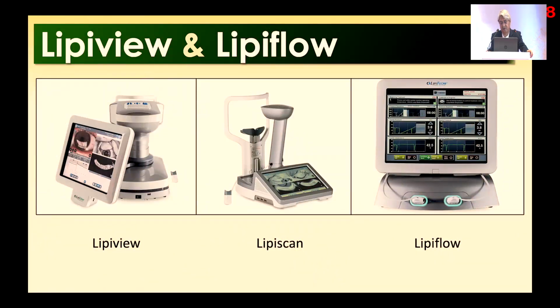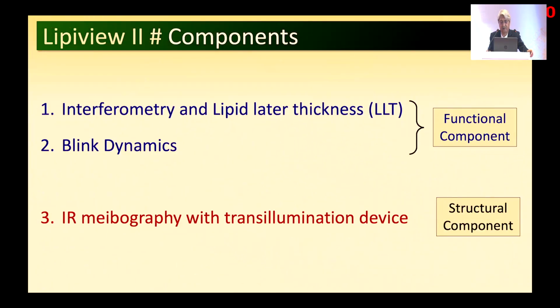So LipiView is a system which employs infrared rays to capture the picture. Initially it was also called LipiScan. The current version is LipiView 2, and LipiFlow is the treatment part. So LipiView 2 has two basic components. One is a functional component, and the other is a structural component.